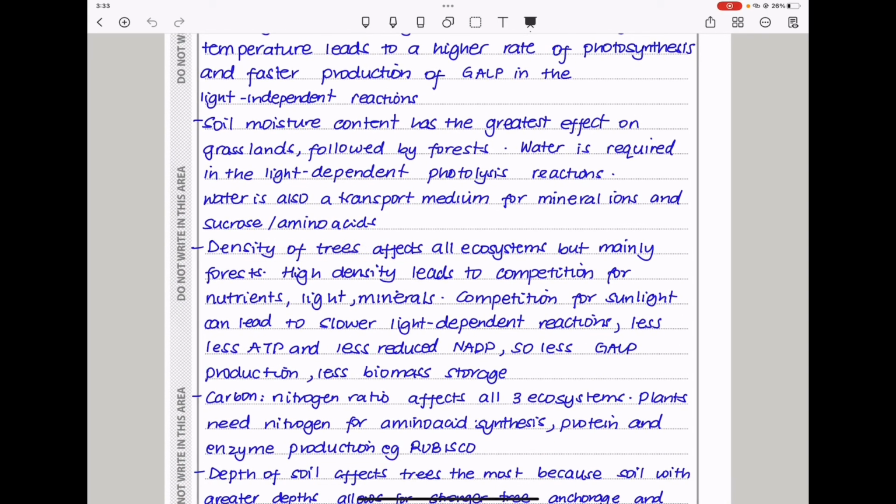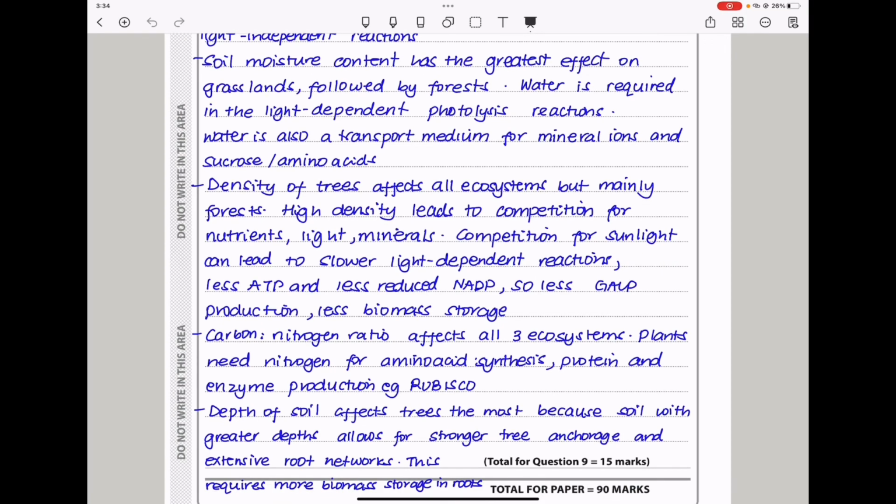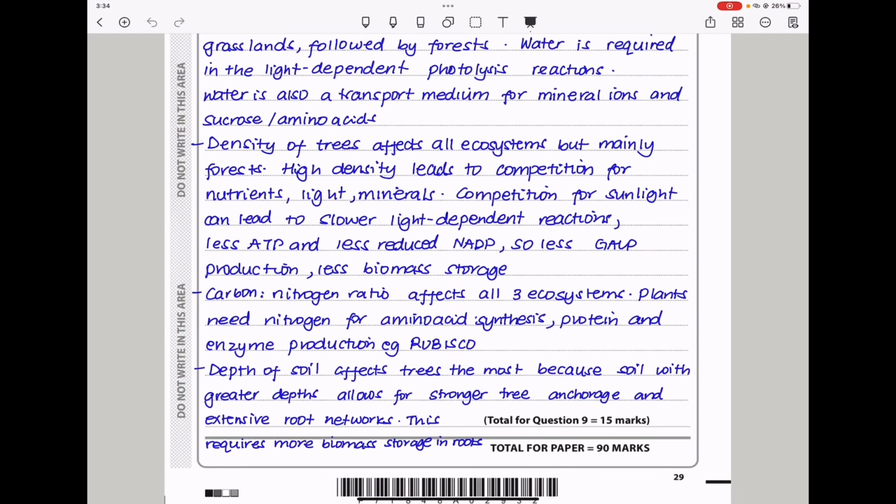When we go to density of trees, this affects all ecosystems, but mainly forests. A high density leads to competition for nutrients, light, and minerals. Competition for sunlight can lead to slower light-dependent reactions, less ATP, less reduced NADP, so less GALP production and less biomass storage can occur. Then the carbon-nitrogen ratio, this affects all three ecosystems. Plants need nitrogen for amino acid synthesis, protein as well as enzyme production. An example of an enzyme is rubisco, which is important in the fixation of CO2 that is helpful in the process of formation of GALP.